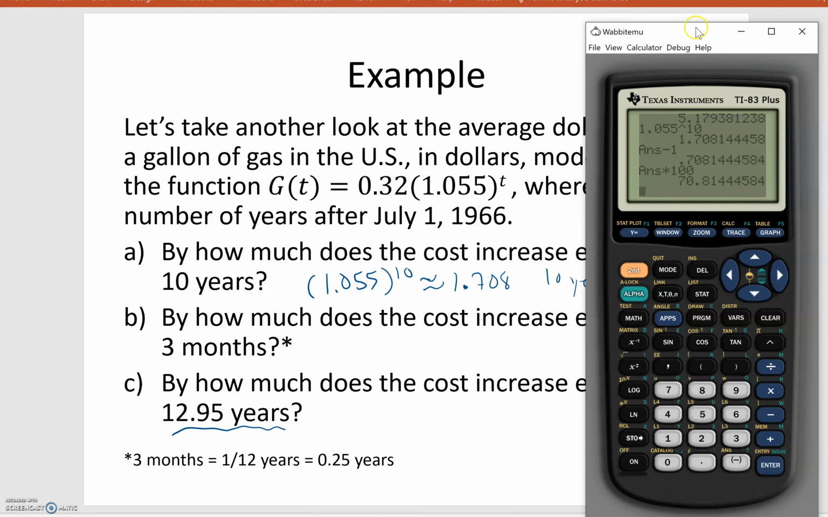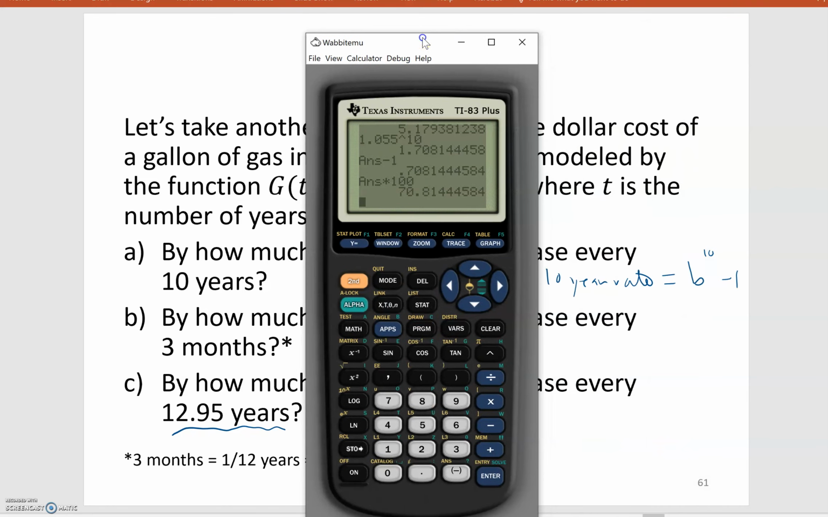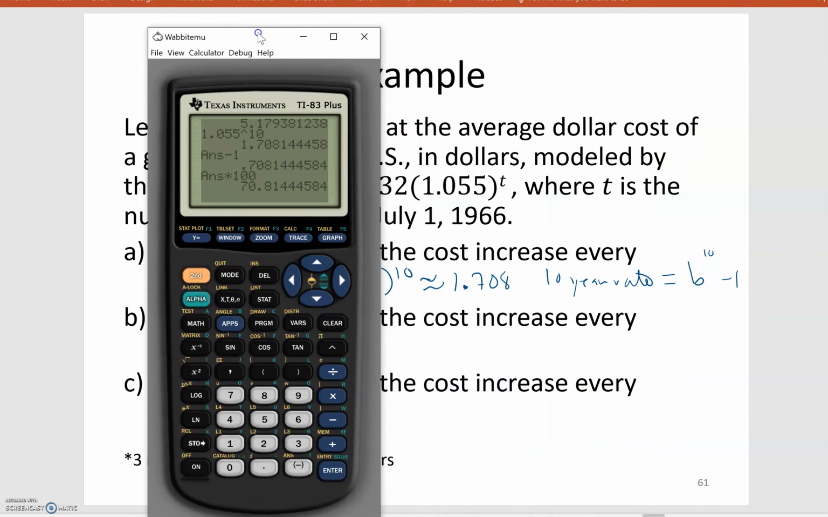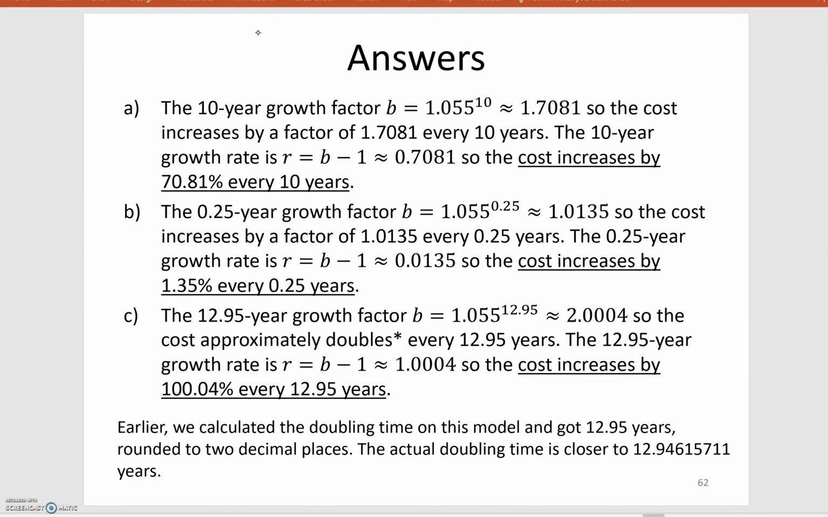So there you go. So every 10 years, we have a 70% increase, 70.81% increase. Oops, probably not the best place to write that. Let me skip forward to our slide.